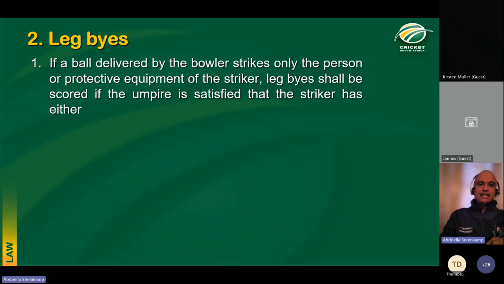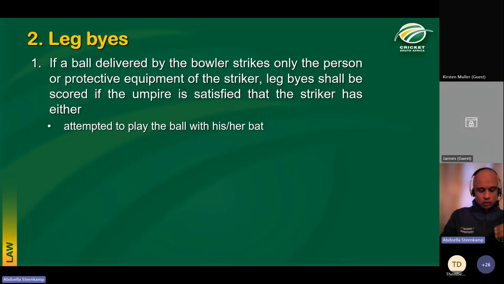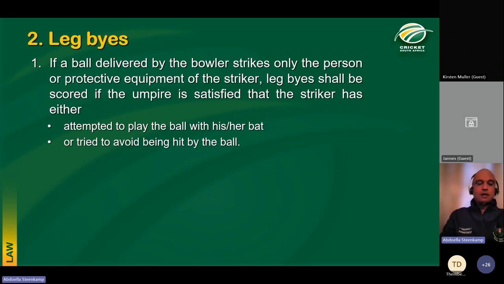Yes, I know the law says leg bye, so you might think it should only strike the leg. No, any part of the person, whether it's the leg, the shoulder, the head, any part of the person or the protective equipment. But there are two conditions for leg byes to be scored. What are those conditions? First condition, the striker needs to attempt to play the ball with his or her bat. So there needs to be an attempt to play at the ball.